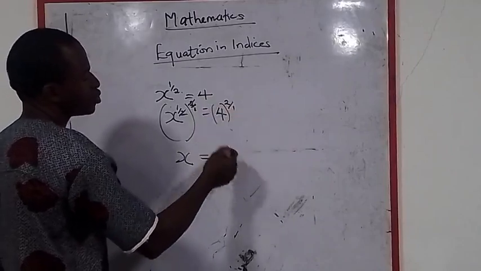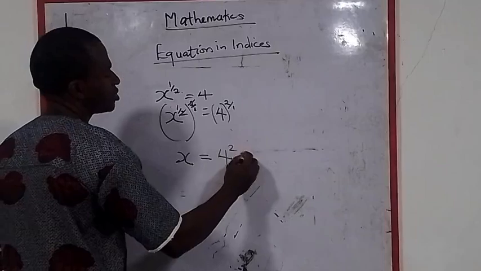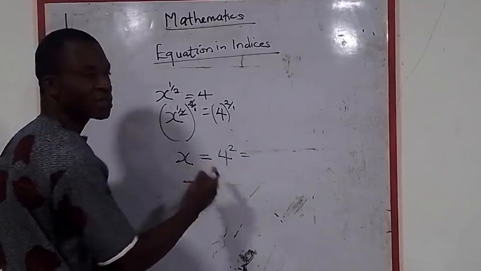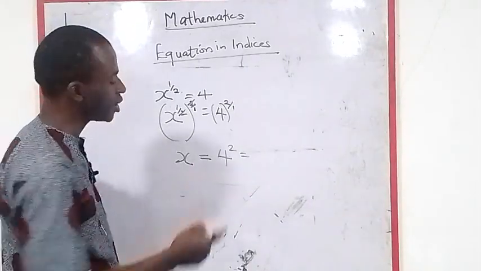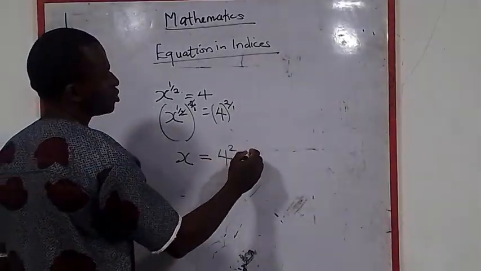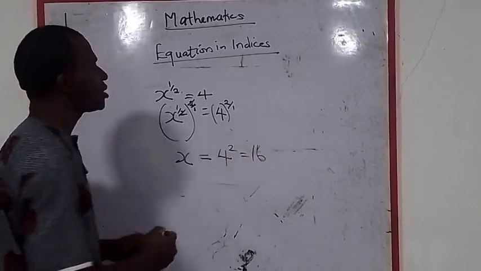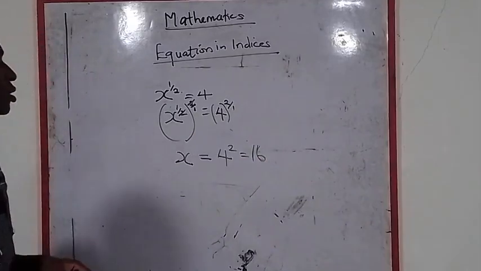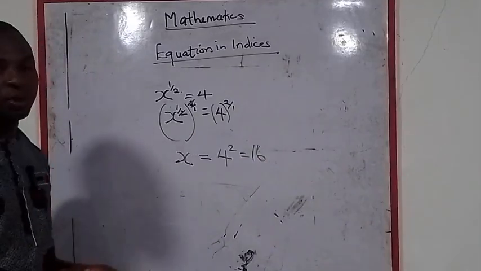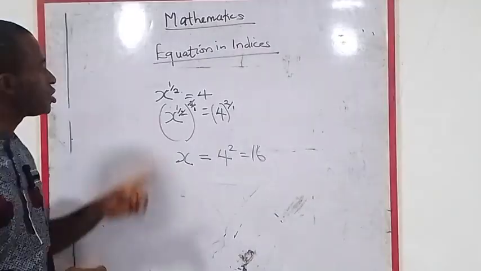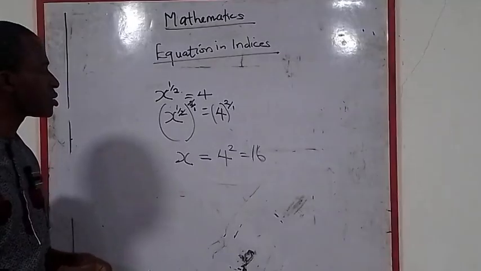2/1 is the same thing as 2. So we now write it like this: 4 raised to the power 2. We know it means 4 times 4 that gave us 4 raised to the power 2. So we now say it is 16. So you can see that from what we are having here on the board, we've been able to look for the value of x. We call it equation in indices.